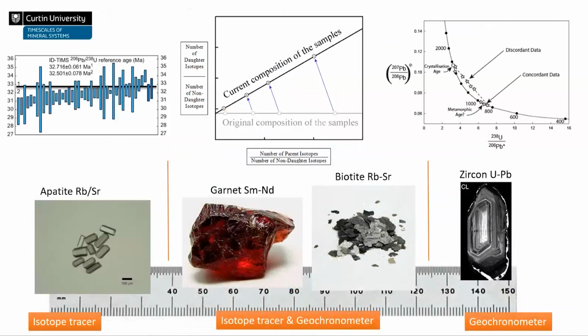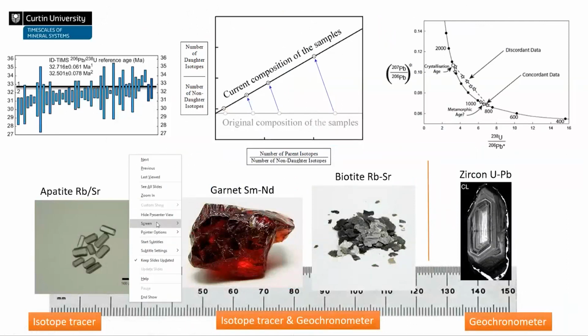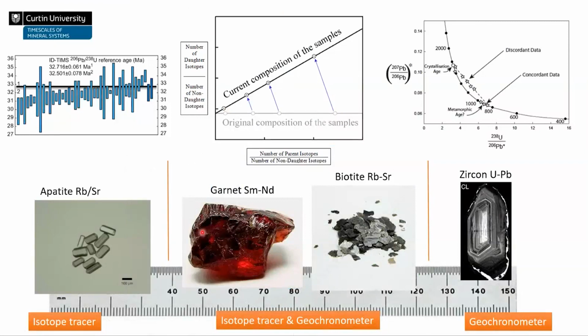Okay, so the way I think about isotope geology or geochronology is on a kind of scale ranging from systems that are isotope tracers, where we have no daughter product produced, all the way through to geochronometers that we're pretty familiar with. So this would be our zircon, uranium, lead would be the classic example of this, where more or less all the information we get is about time, is about age.